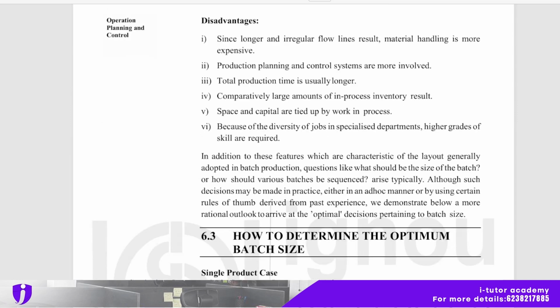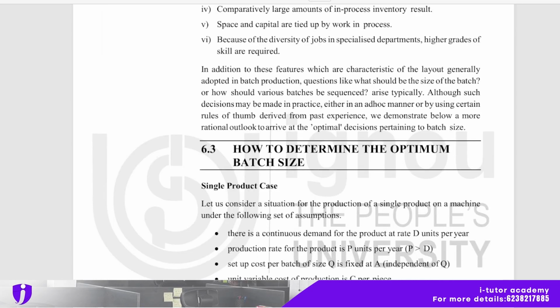Disadvantages: since longer and irregular flow lines result, material handling is more expensive. Production planning and control systems are more involved. And total production time is usually longer, and a comparatively large amount of in-process inventory results. Space and capital are tied up by work in process, and because of the diversity of jobs in specialized departments, a higher grade of skill is required.